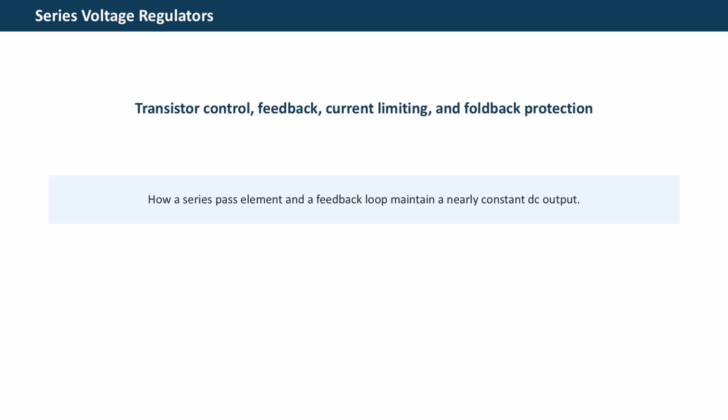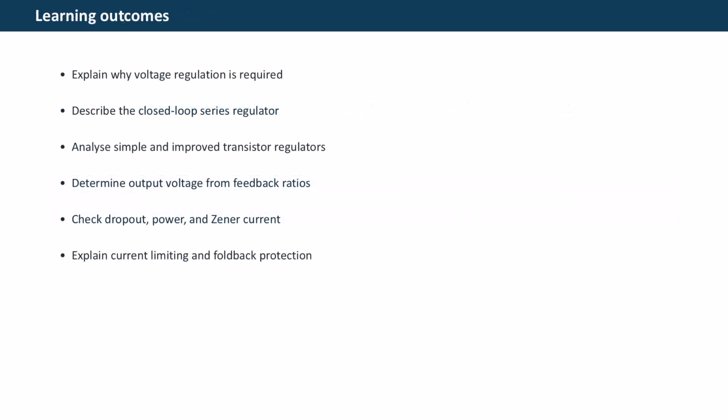This lesson develops the series voltage regulator from its basic purpose through feedback control, transistor circuits, current limiting and fallback protection. We will connect the circuit behavior to the equations used for setting output voltage and checking device stress. By the end of the lesson, you should be able to explain the feedback action, calculate the important circuit quantities, and recognize the electrical and thermal limits that decide whether a regulator design is practical.